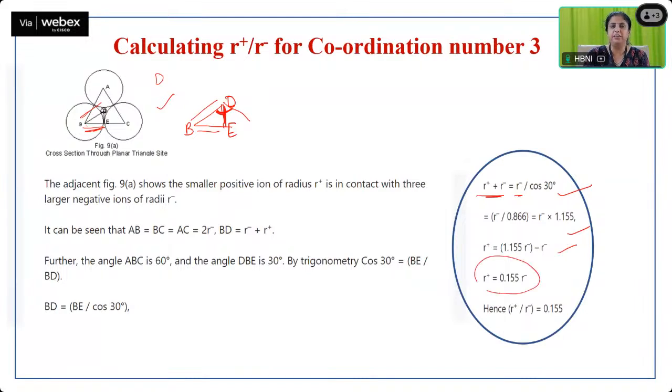You finally reach this, and so R plus by R minus, or whatever we have been defining it as, RC by RA, is equal to 0.15. This is the limiting number for the trigonal coordination. When your cation is surrounded by three anions, it is touching them and the anions are also touching each other. This is the minimum value that should be there for the three coordination of a cation surrounded by anions.